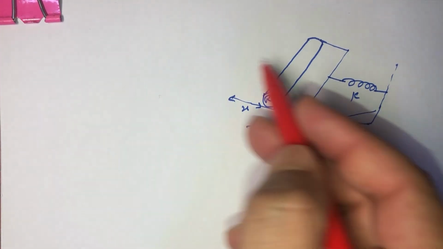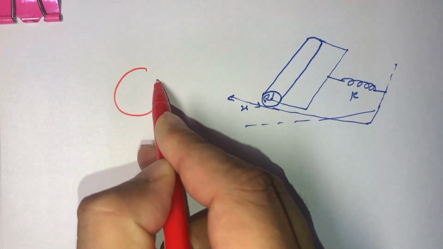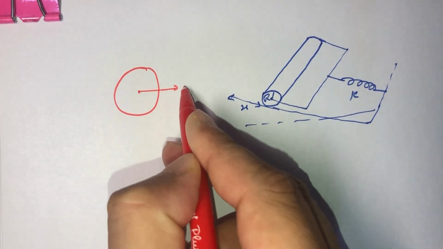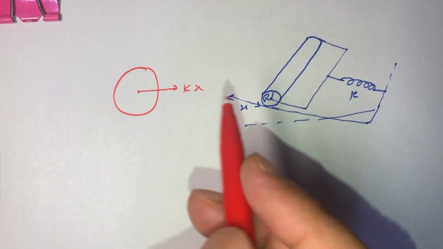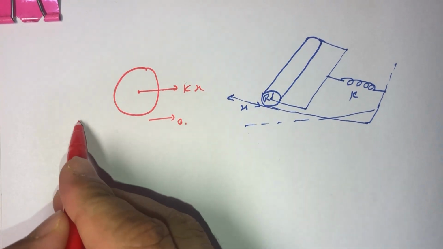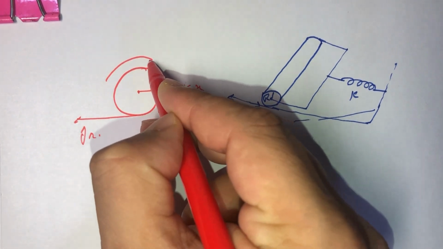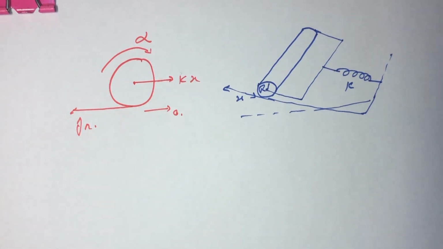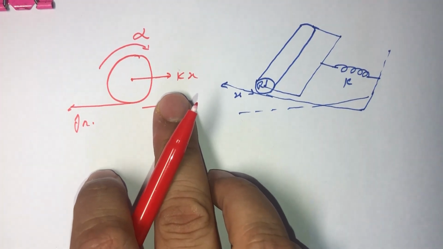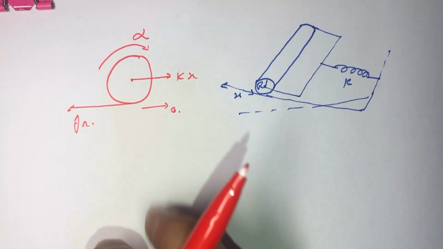And the figure which we can draw, similar to the previous one, will be something like this. There will be a force of kx, because it consists of only one spring, and it will result in the acceleration a, and we are going to have a frictional force Fr, and we have an angular acceleration alpha. In the first question it was 2kx because there were two springs. Here the only thing is that it consists of only kx.